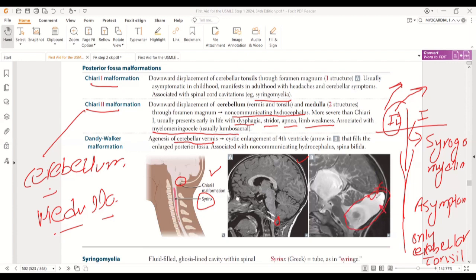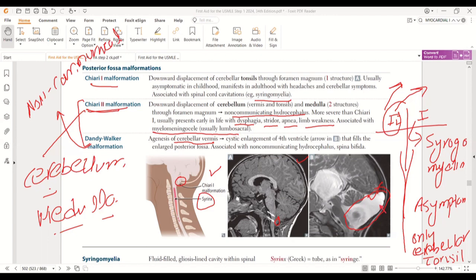So these kinds of pictures you find in your Q banks as assessment. These pictures in neuroanatomy or neurology sections are high yield. Focus on these kinds of pictures and their presentation. Okay, so this is cystic enlargement of the fourth ventricle. Simply, it is agenesis of the cerebellar vermis, and this is again associated with non-communicating hydrocephalus, as is Chiari 2.